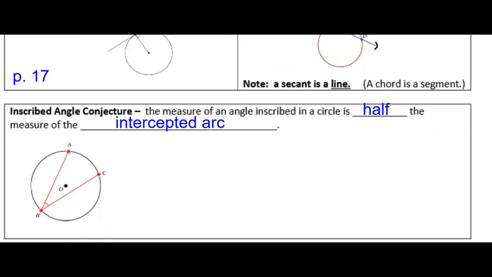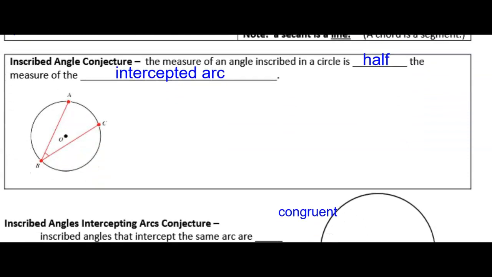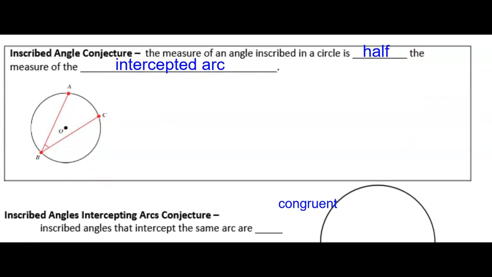All right, next, inscribed angle conjecture. The measure of the angle inscribed in the circle is half the measure of the intercepted arc. So if the arc was 80, that central angle would be 80. The inscribed angle that's going across the circle is only going to be 40. Half as much.